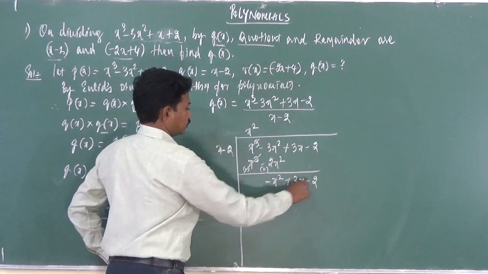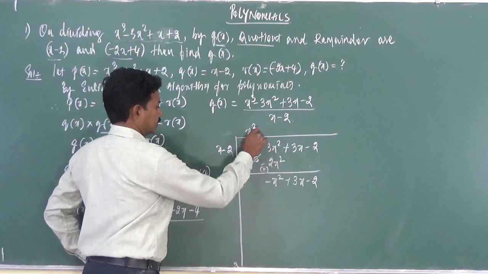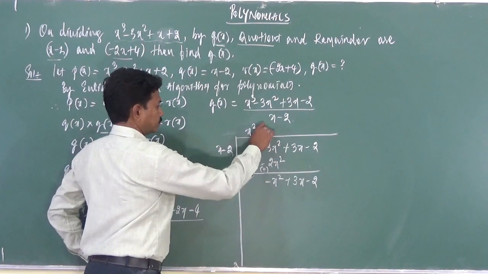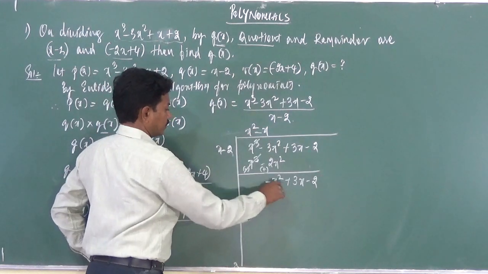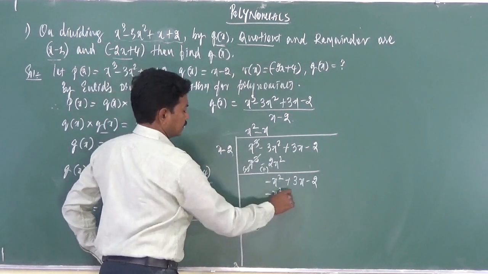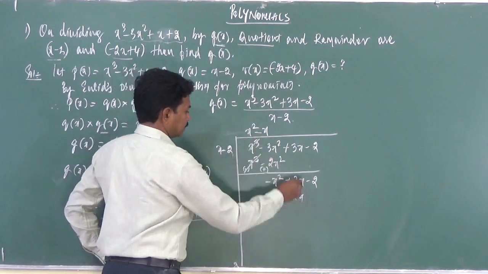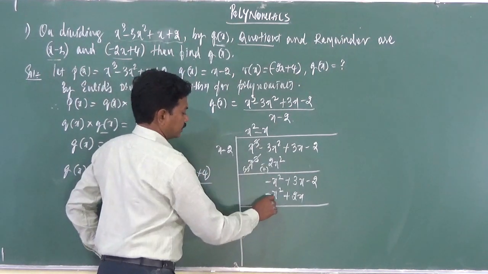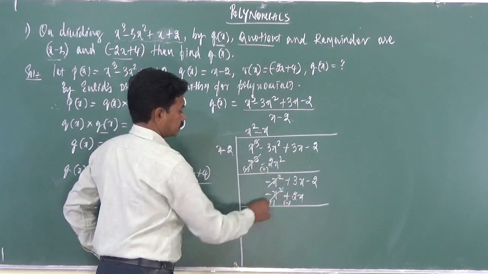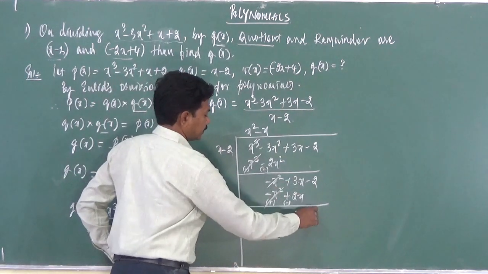Plus 3x minus 2. So again, x into what gives you minus x square? It is minus x. x into minus x is minus x square. Minus 2 into minus x is plus 2x. So we will change the sign. Minus x square plus x square cancels. 3x minus 2x is x minus 2.